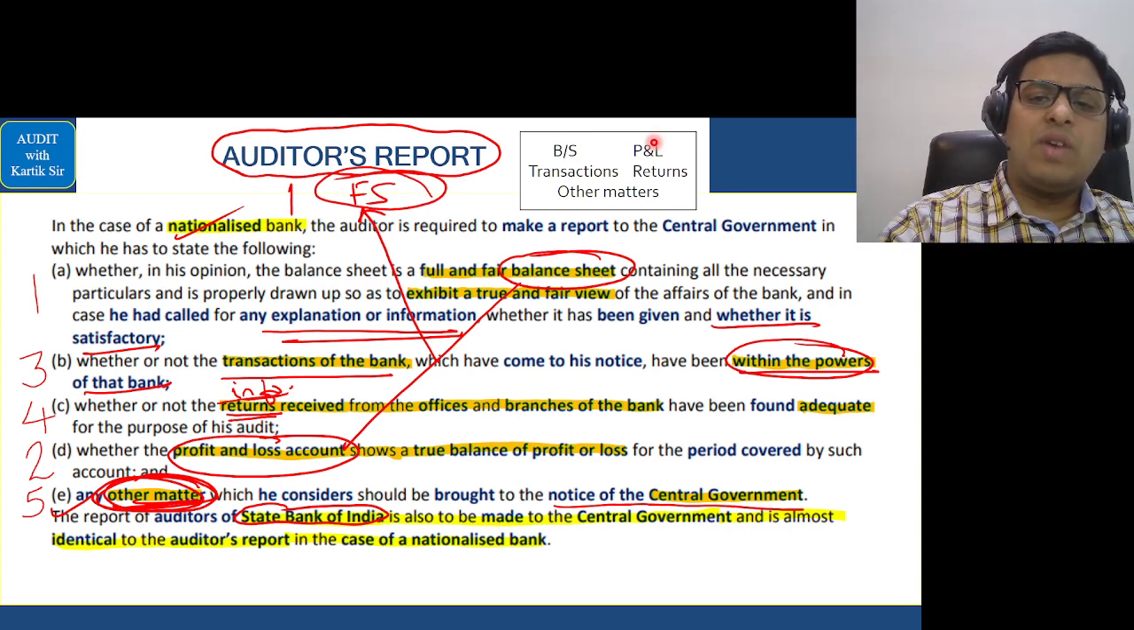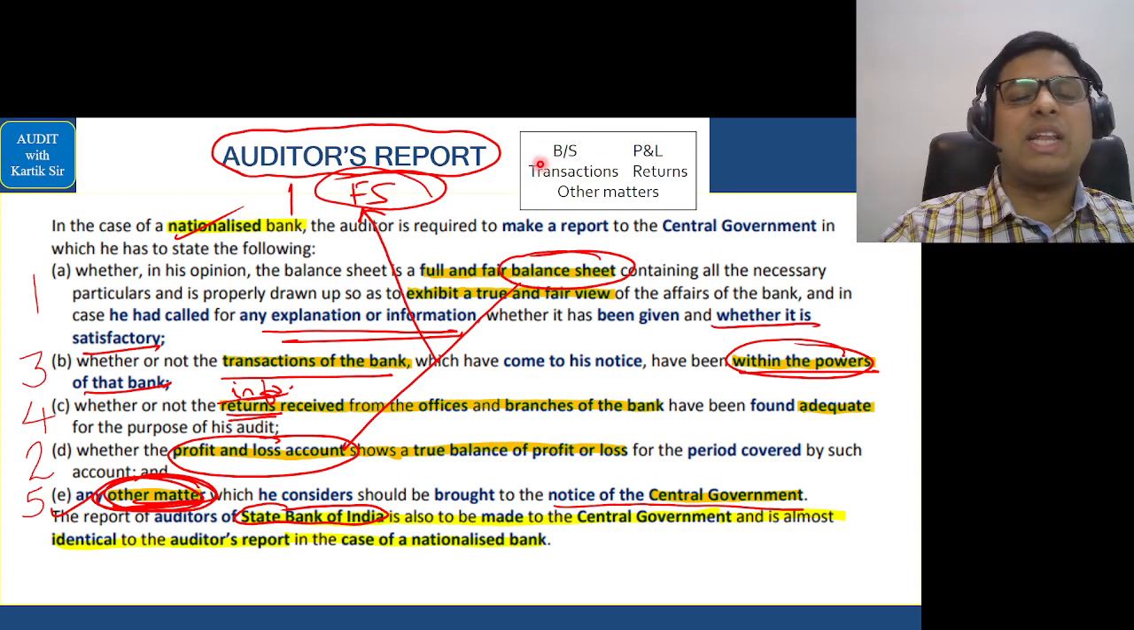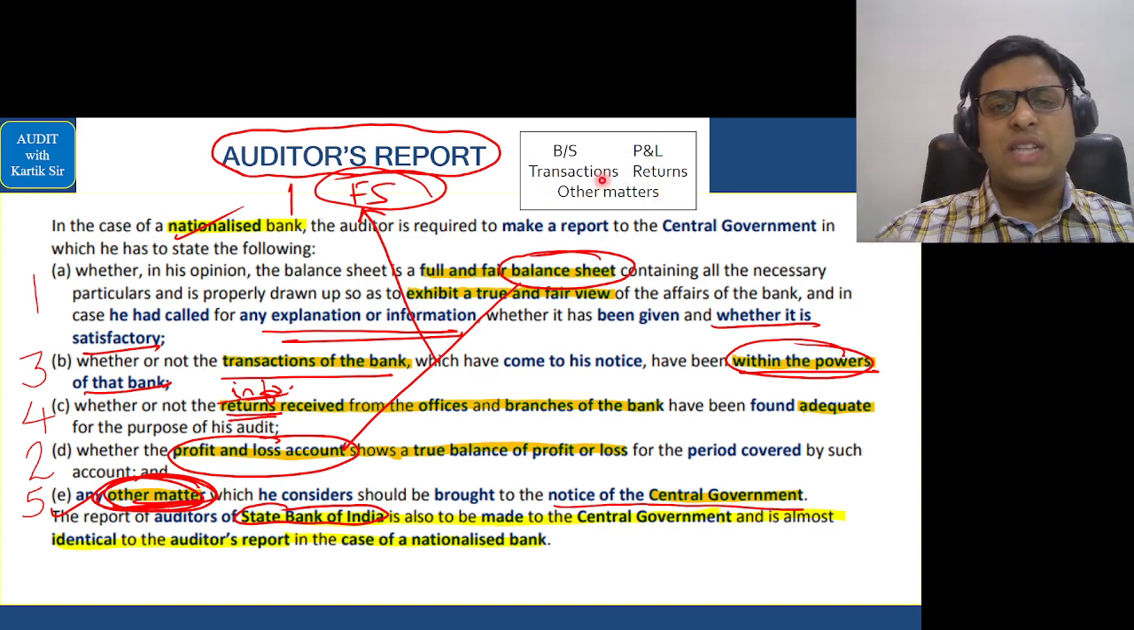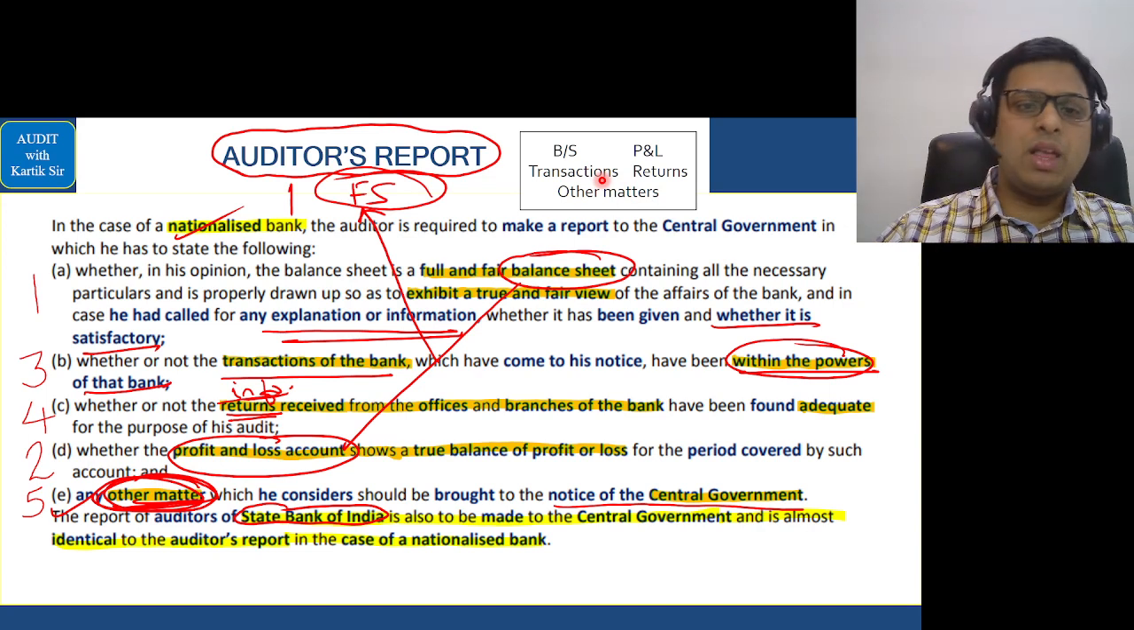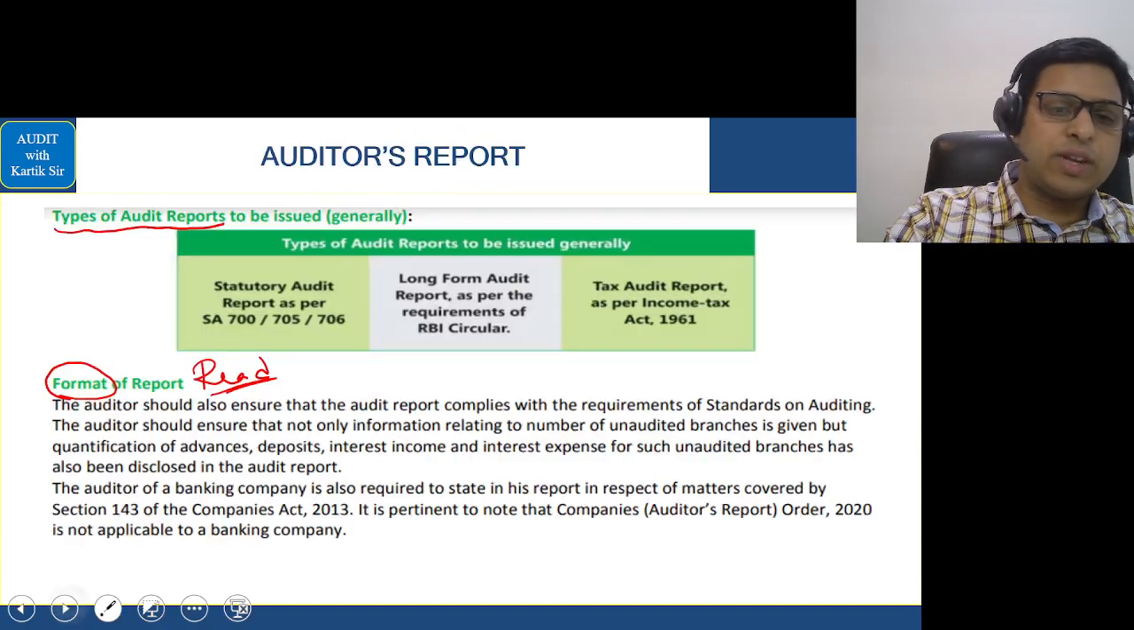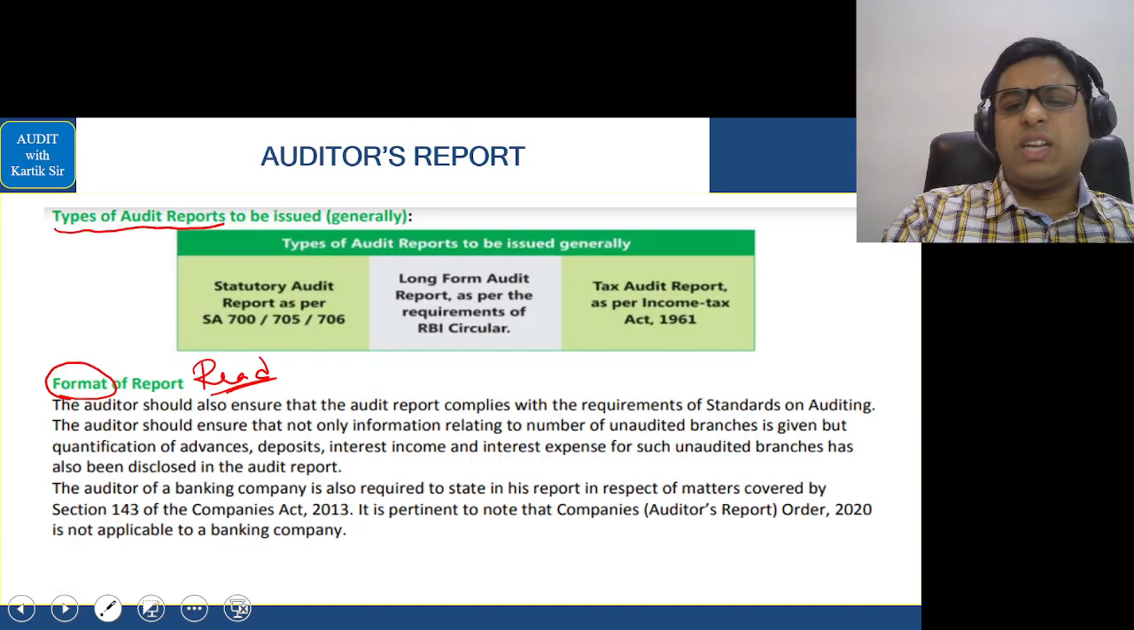Second, whether the transactions that the bank has done are within the powers of the bank or not. Whether the branch returns have been received properly or not, and any other matter that the auditor considers necessary, the auditor can mention in the report to the Central Government. Simple. That is basically this part. Let's go further. This is a simple area. You can go through it.